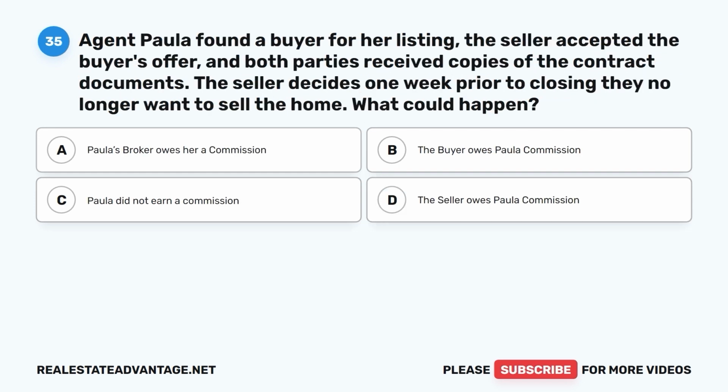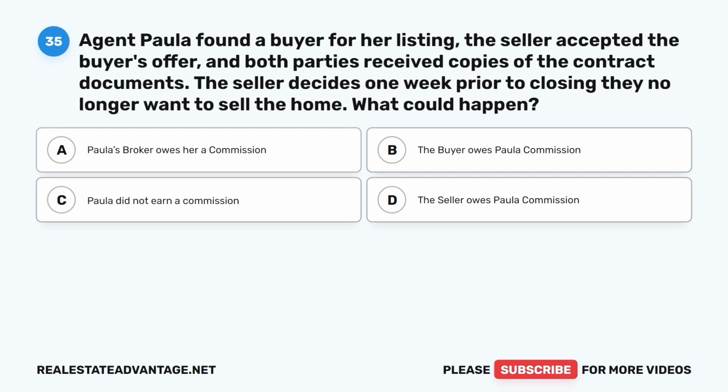Question 35. Agent Paula found a buyer for her listing. The seller accepted the buyer's offer and both parties received copies of the contract documents. The seller decides 1 week prior to closing they no longer want to sell the home. What could happen? A. Paula's broker owes her a commission. B. The buyer owes Paula commission. C. Paula did not earn a commission. D. The seller owes Paula commission.